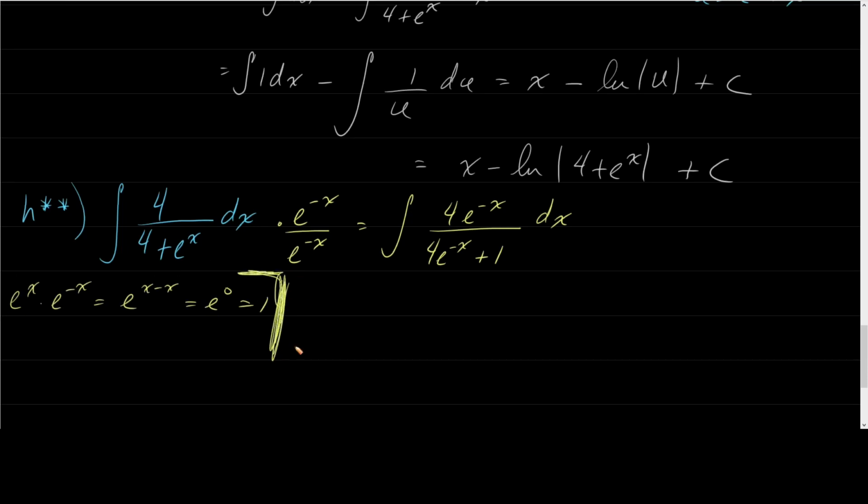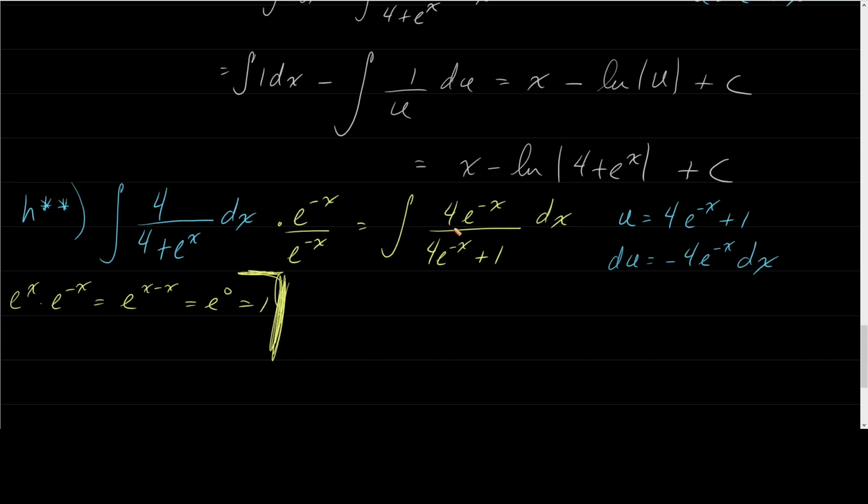Now, in this integral that we have over here, we can do a u substitution. Let u be the entire denominator, 4e to the negative x plus 1. Then at that point, our du would be negative 4e to the negative x dx. Recall that the derivative of e to the negative x is negative e to the negative x because of the chain rule. So that's where that negative came from.